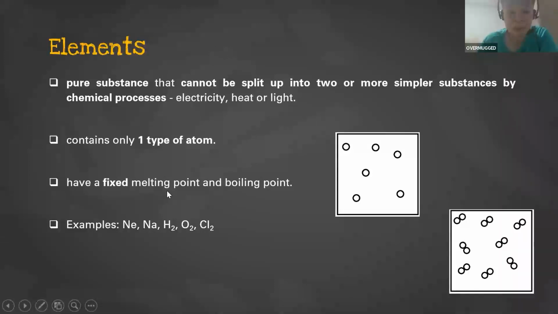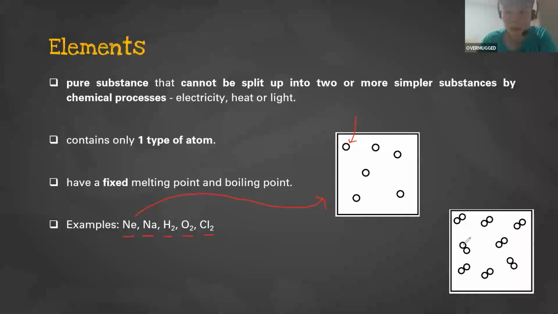Some examples of elements include Ne, which is neon, Na, which is sodium, H2, which is hydrogen gas, O2, which is oxygen gas that most of you should know, and Cl2, chlorine gas. From these examples, we can see that there's only one type of element. For the first one, this is made of only one atom. This is especially your noble gases, which are found in group 0 of the periodic table. If you have a periodic table, you might want to get it so it's easier to refer to as I explain the concepts.